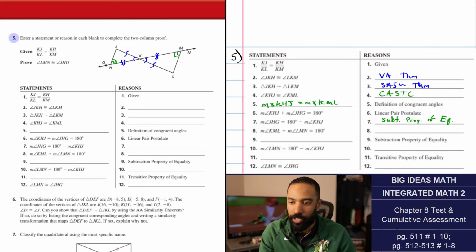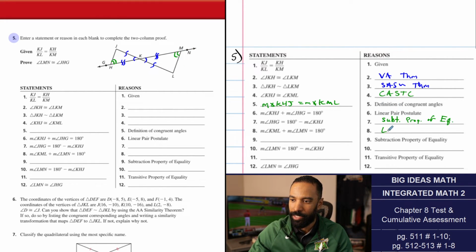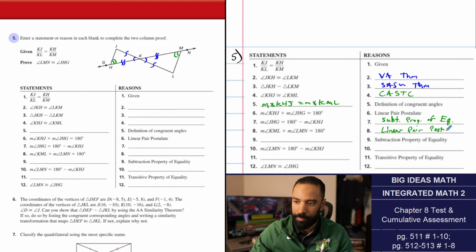Oh, wait. Let me show what the linear pair is. KHJ... Oh, I didn't even see this. KHJ is here, and then JHG is there. So these two add to 180. Apparently, these two add to 180 right there. That's also the linear pair postulate, KML and LMN, linear pair postulate.